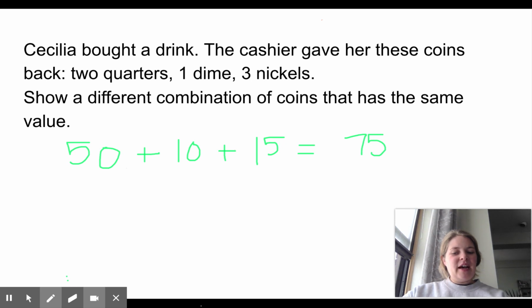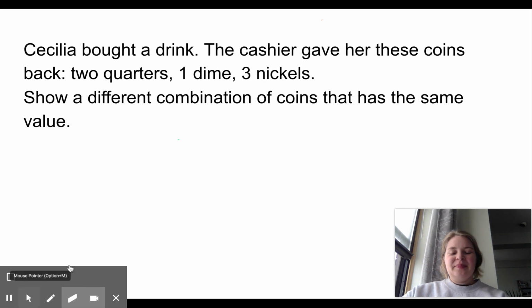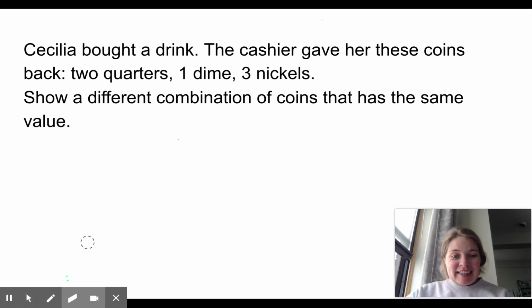Think of a different combination of coins that could be 75. Send it to your teacher. We would love to see it. If you said 75 pennies, if you said 7 dimes and 5 pennies, if you said 5 nickels and 2 quarters, you would have gotten 75 cents. Be creative. We love to see it.